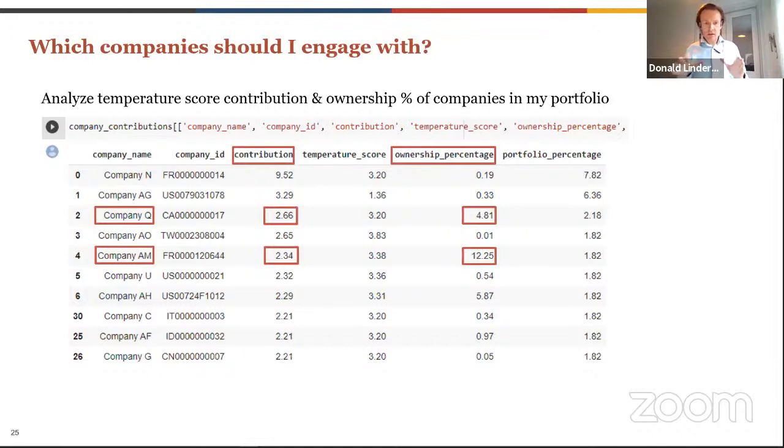Why am I doing this? I'm doing this for one purpose, and that is where do I spend my time most wisely in terms of engagement? Well, obviously where I can have the greatest impact. So company N, I own 0.2% of that company. If I go to the management there and say, hey guys, you really need to do something about your carbon emissions here and your effect on the climate, the likelihood that they're listening to me is a lot less than if I own 12% of a company.